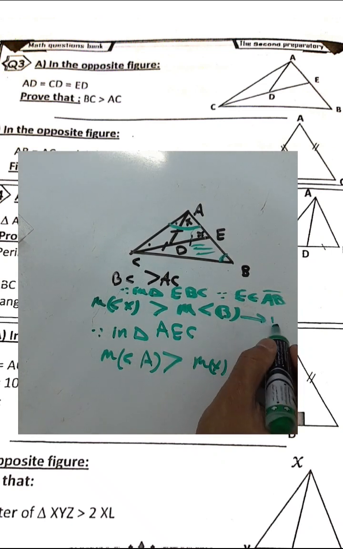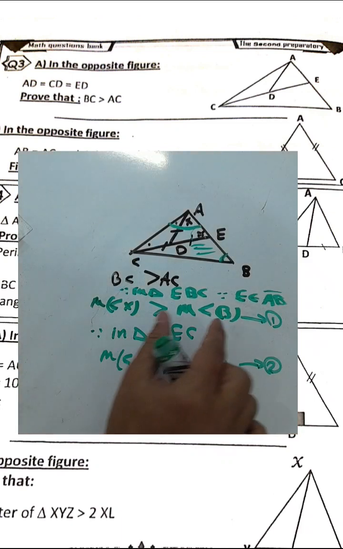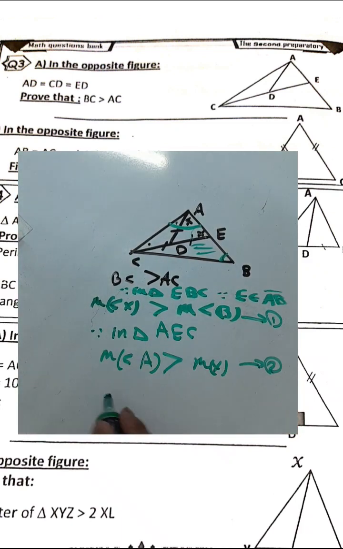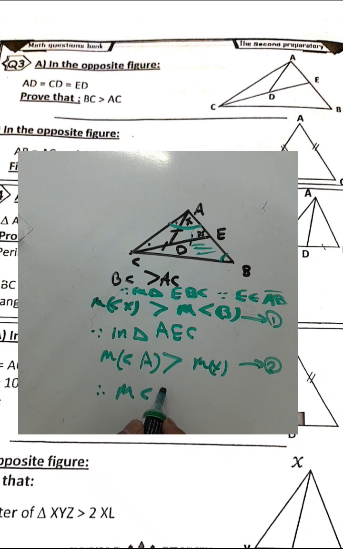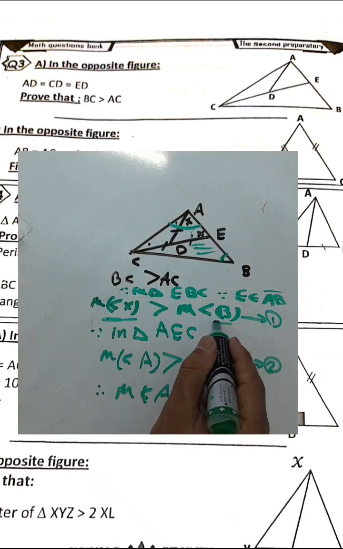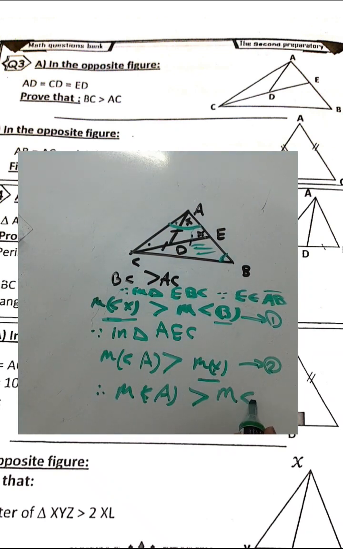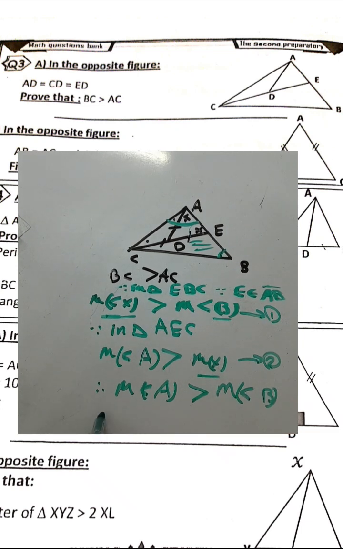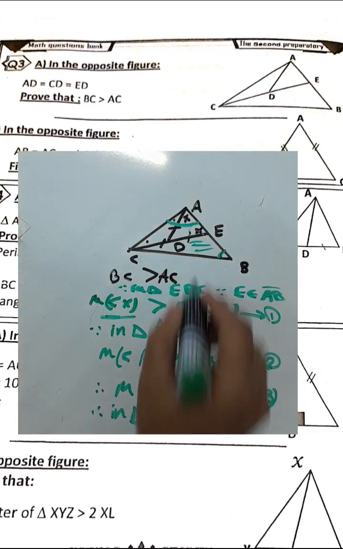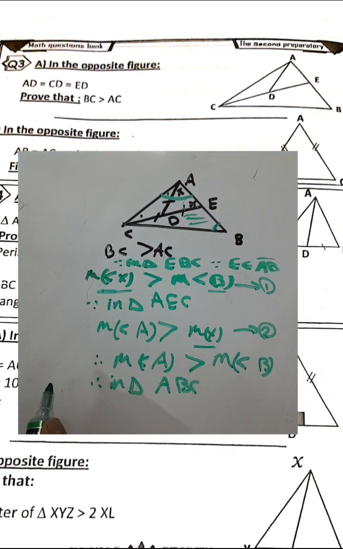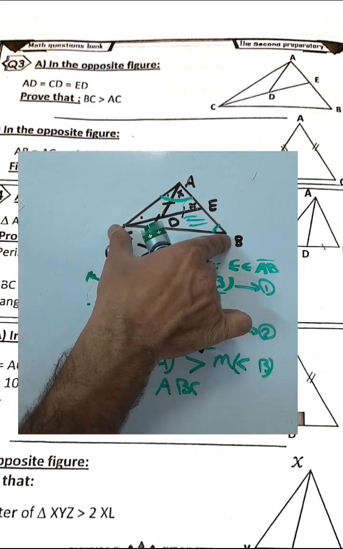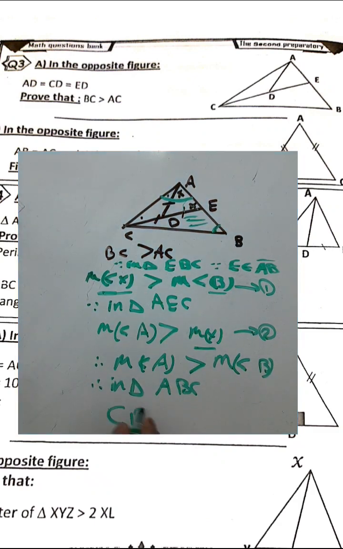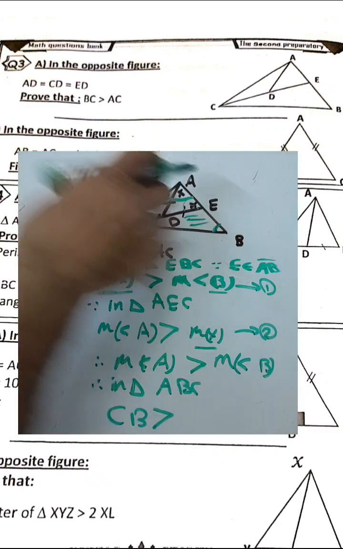This is relation number 1, and here is relation number 2. x is greater than B and A is greater than x, so from relations 1 and 2, the measure of angle A is greater than the measure of angle B. Then in the biggest triangle ABC, since the greater angle is opposite the longer side, CB will be greater than the side opposite B, which is AC.